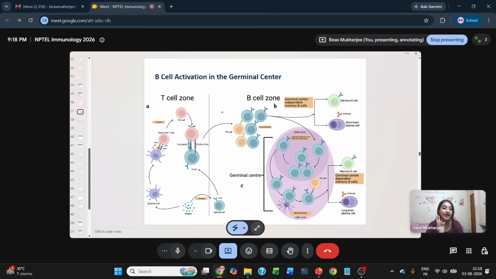Then the B cell can take two different pathways. It can either go for a germinal center independent pathway, where it can produce memory B cells and plasma cells very, very quickly. But then these plasma cells are short lived and they are not very specific, and the antibody quality is also not very great. Or it can enter into the germinal center. Now, the germinal center has two zones. One is called the dark zone, the other one is called the light zone.